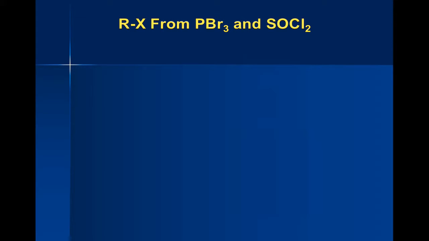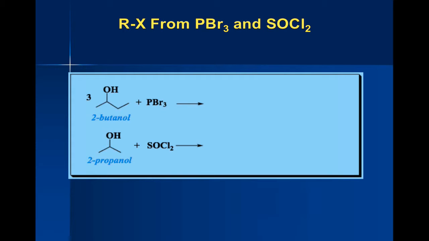We can also form alkyl halides from alcohols using other reagents like the phosphorus reagents and thionyl chloride. The most common phosphorus reagent that we use in organic chemistry for this purpose is PBr3, phosphorus tribromide. What happens is we can take 3 moles of an alcohol, in this particular case 2-butanol, and 1 mole of phosphorus tribromide, and we're going to get 3 moles of the alkyl halide, 2-bromobutane, and a mole of H3PO3, or phosphorous acid.